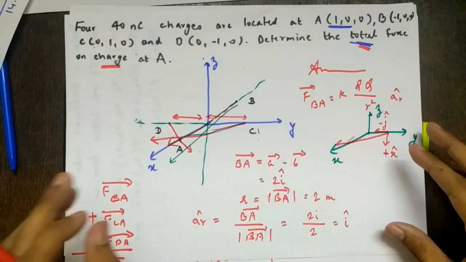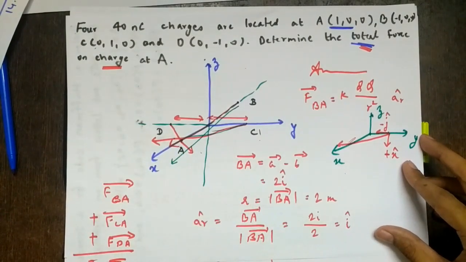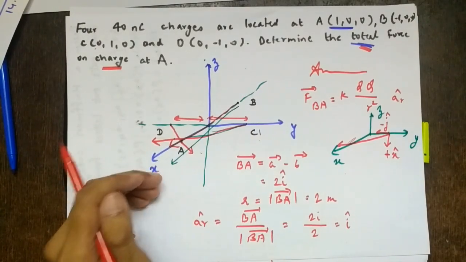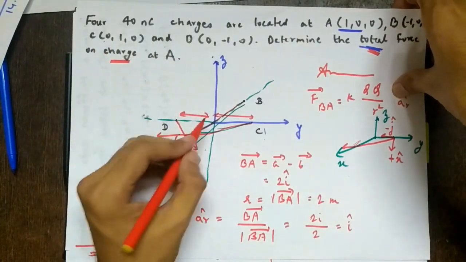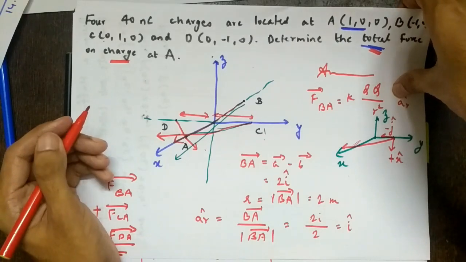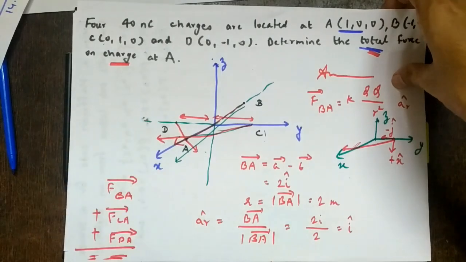Next lecture we will solve one or two more numericals on Coulomb's law, then we'll close the topic. Okay, thank you. Make sure you solve these numericals at home personally, because many students make silly mistakes in the exams. Make sure you solve them and remember the units. Thank you.